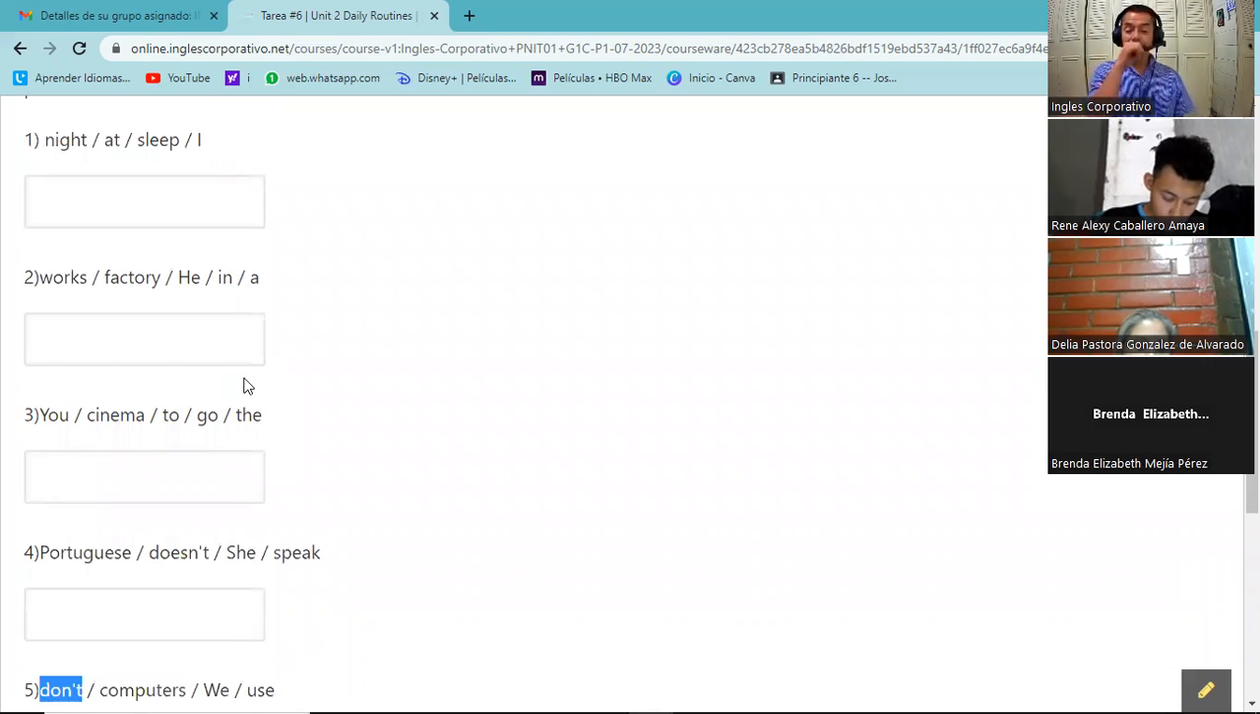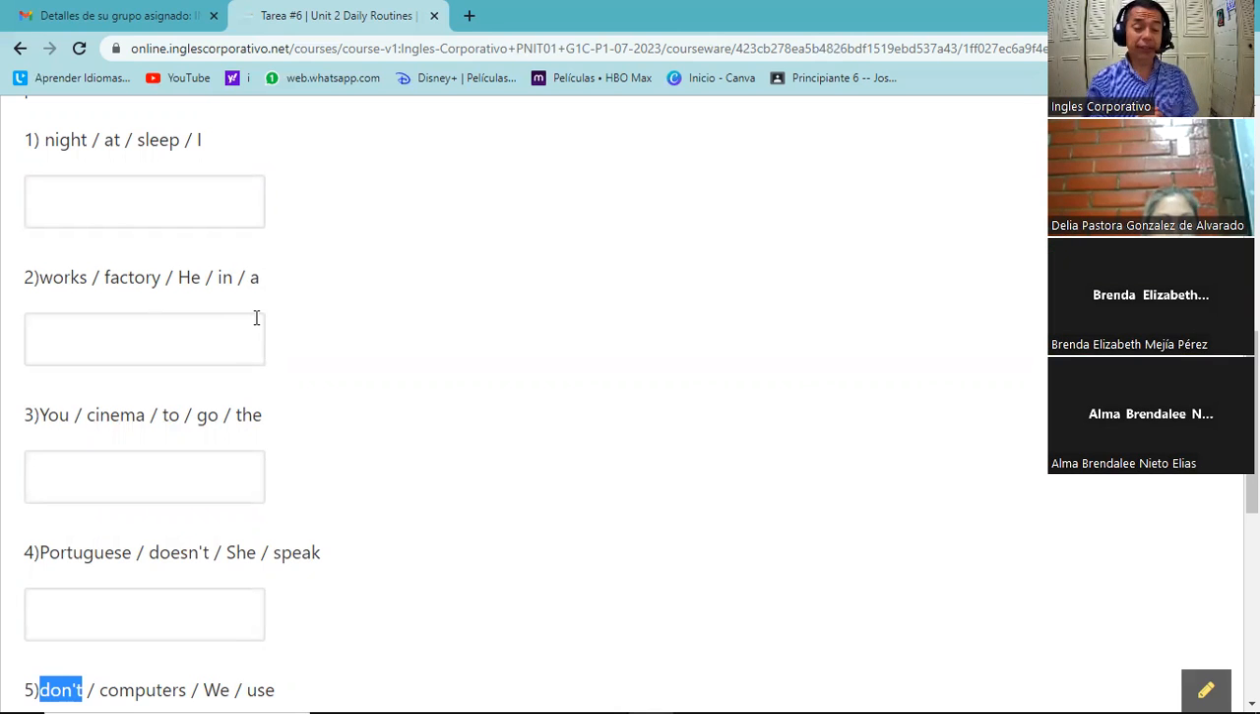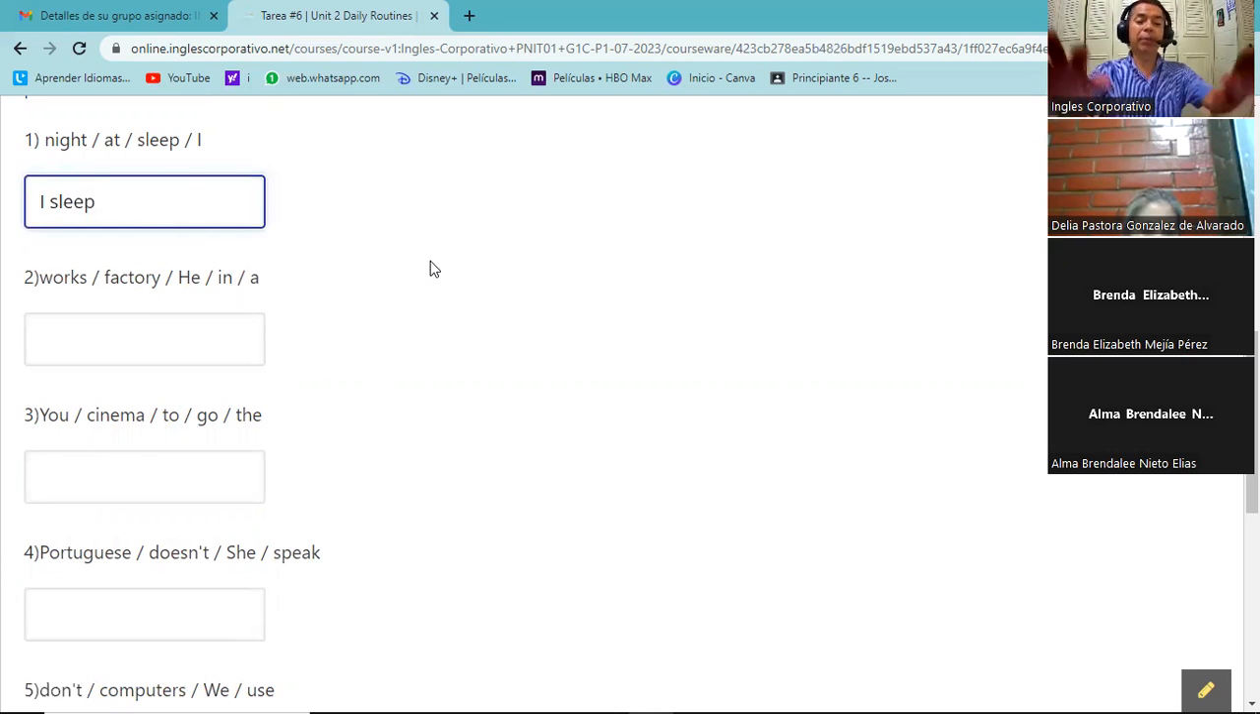Good. Para hacerlo más fácil, si gustan, vamos a identificar entre todos el sujeto y el verbo. Y de ahí en adelante nos vamos. Ahí es súper fácil. Ok. Sentence number one. What is the subject? I. What is the verb? Sleep. Sleep, right? Entonces, lo primero que vamos a hacer es poner el sujeto, I, luego el verbo. Y lo demás, pues, cuesta abajo.